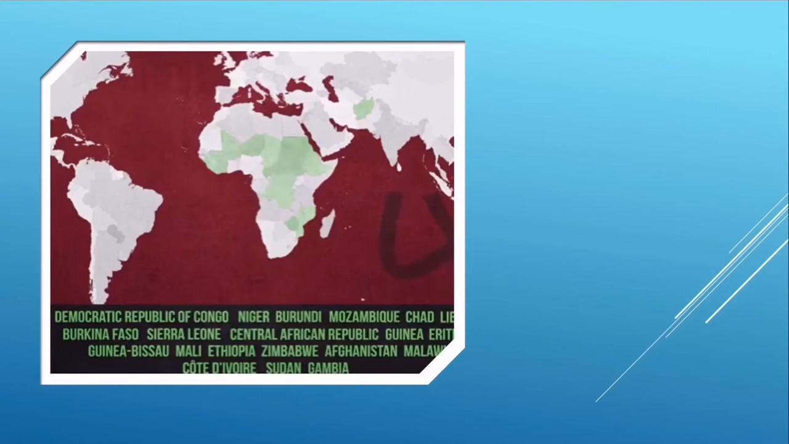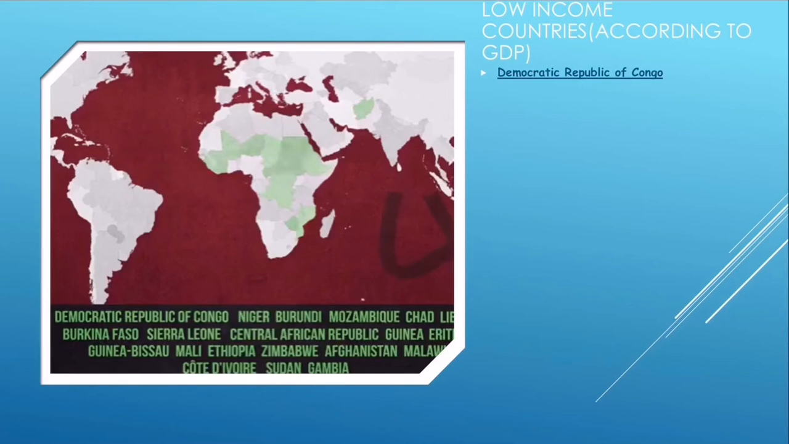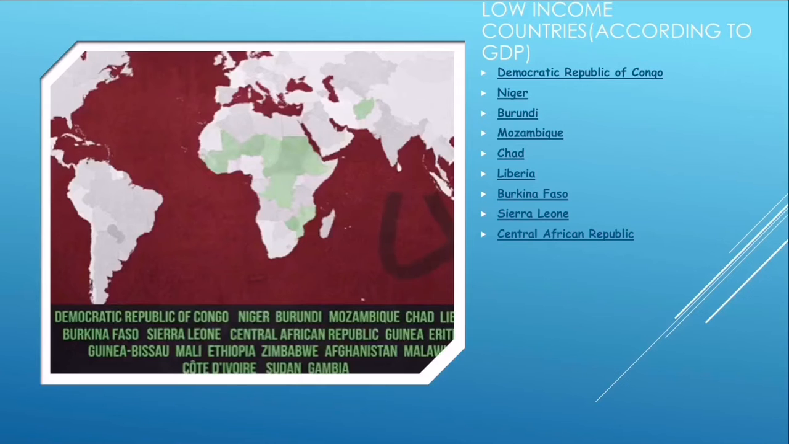Let's start off by listing some of the world's major low-income countries. Democratic Republic of Congo or DRC, Niger, Burundi, Mozambique, Chad, Liberia, Burkina Faso, Sierra Leone, Central African Republic, Guinea, Eritrea, Guinea-Bissau, Mali, Ethiopia, Zimbabwe, Afghanistan, Cote d'Ivoire, Sudan and Gambia.